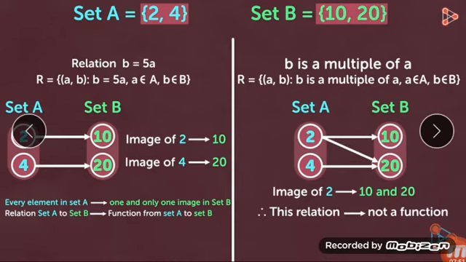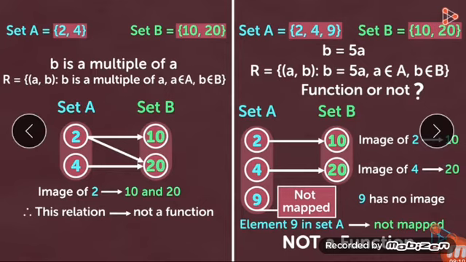So here in this example, what we can observe is that 2 has two images in set B. The one image is 10 and the other image is 20. So this type of relation cannot be a function because it does not fulfill the requirement of a relation to be a function, which is that every element in set A must have only one image in set B.